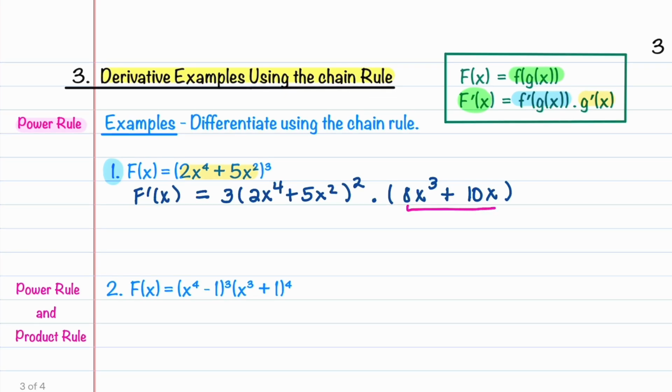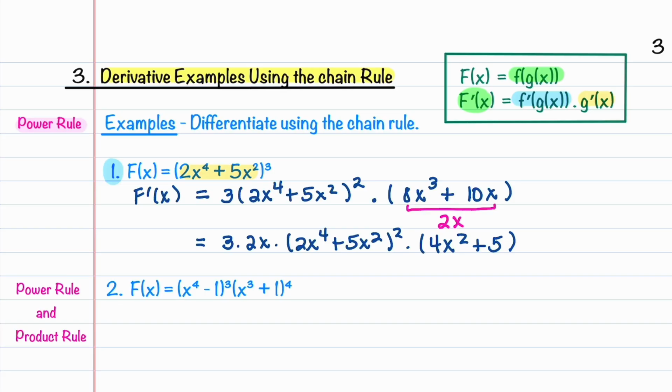Notice in this expression right here, we have a 2 that's common to both terms, and we also have an x common to both terms. So let's go ahead and pull that out and rearrange some terms. So this is 3 times 2x times 2x to the 4th plus 5x squared squared times what remains after we pull out the 2x, and that's going to be a 4x squared plus 5.